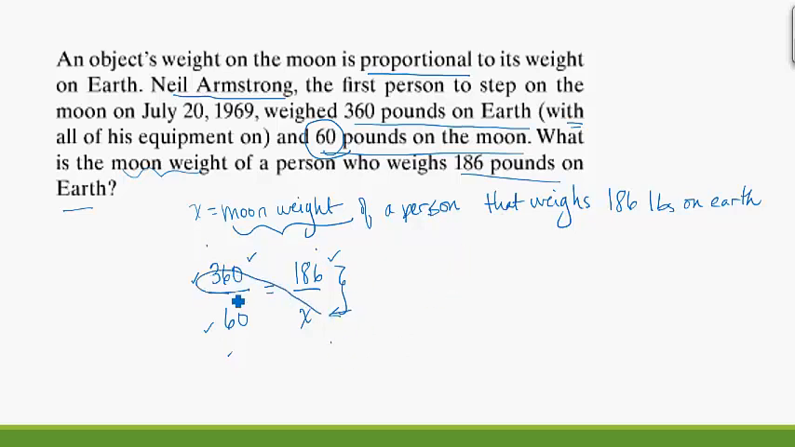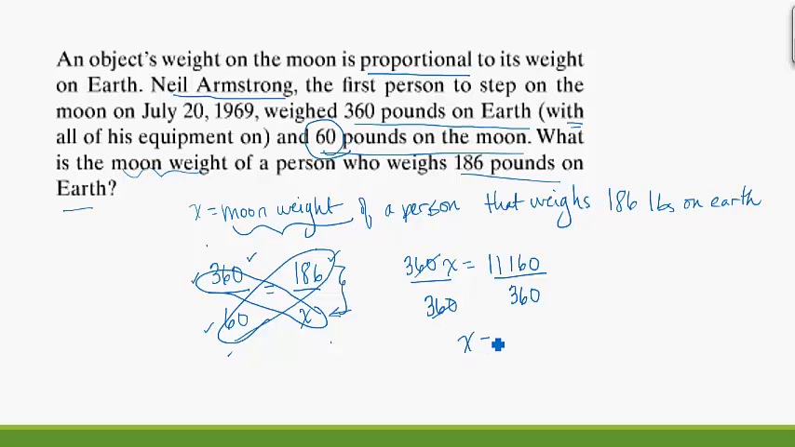We can use our cross product principle, and we get 360x equals 60 times 186. When we do that, we get 11,160. Solve this by dividing. This is 360 times x. We want to isolate that variable. So we divide and we get x is 31 pounds.